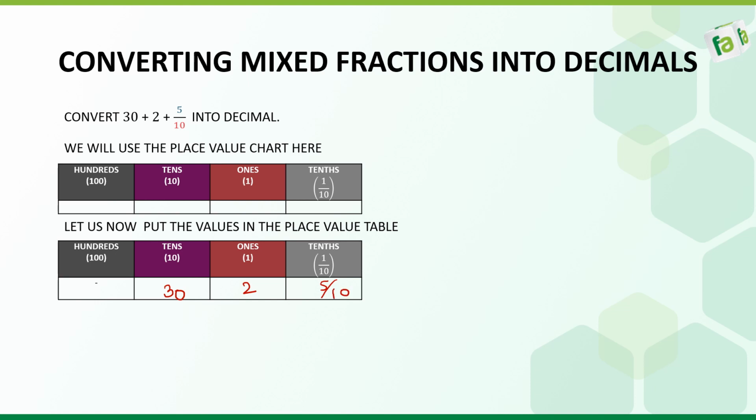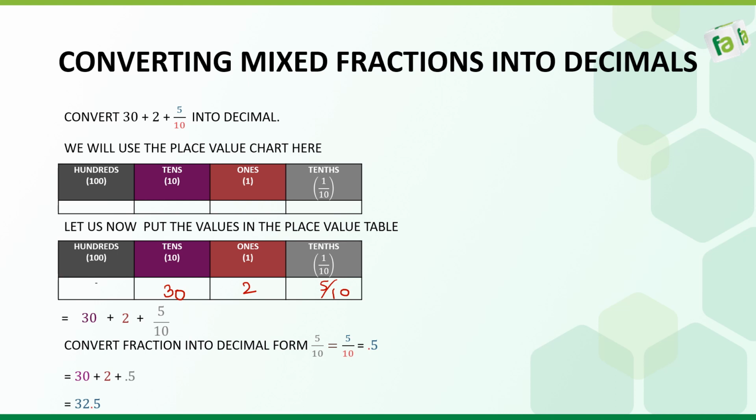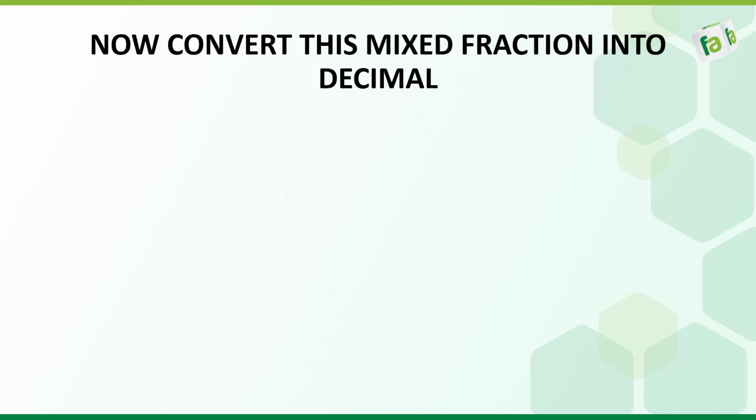The tenths place is always represented by a decimal, which is equal to 0.5. Hence, by solving the equation 30 plus 2 plus 0.5, the final answer is 32.5. Now, do this question yourself. Convert 700 plus 5 plus 8 by 10 into its decimal form.